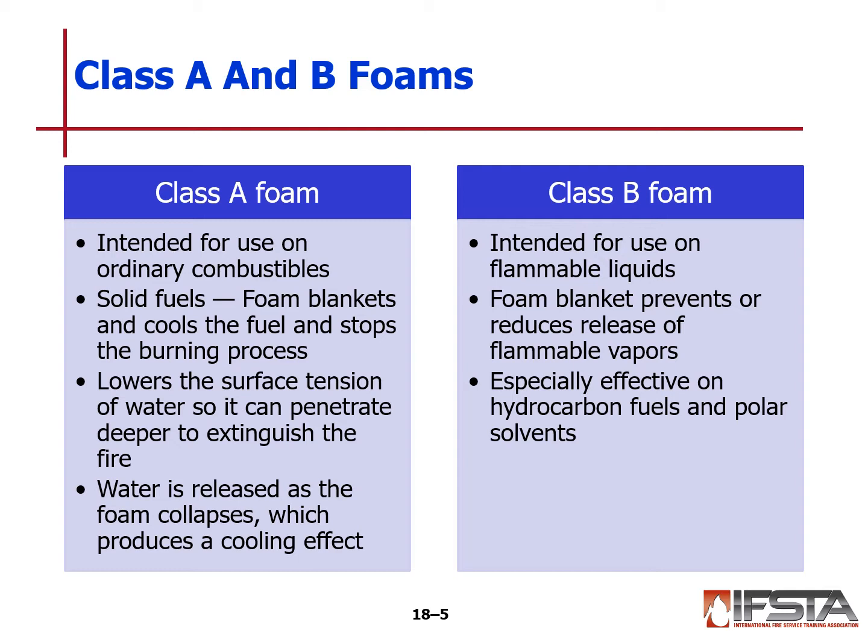Class B foams are intended for use on flammable liquids. Basically, it will form a blanket of foam and prevent or reduce the release of flammable vapor, and is especially effective on hydrocarbon fuels and polar solvents.